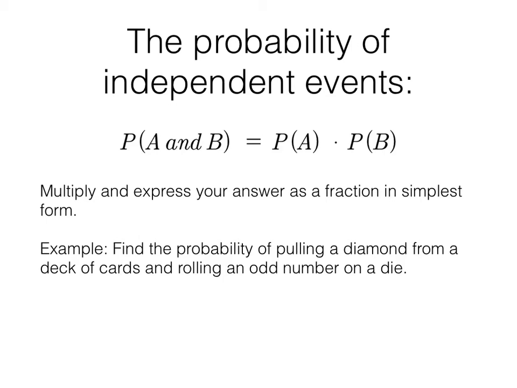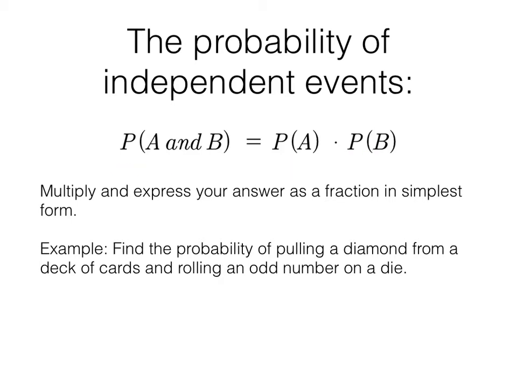Okay, to find independent events probability, multiply the probability of each event and simplify. So you multiply, express your answer as a fraction in simplest form. So the probability of A and B is the probability of A times the probability of B.